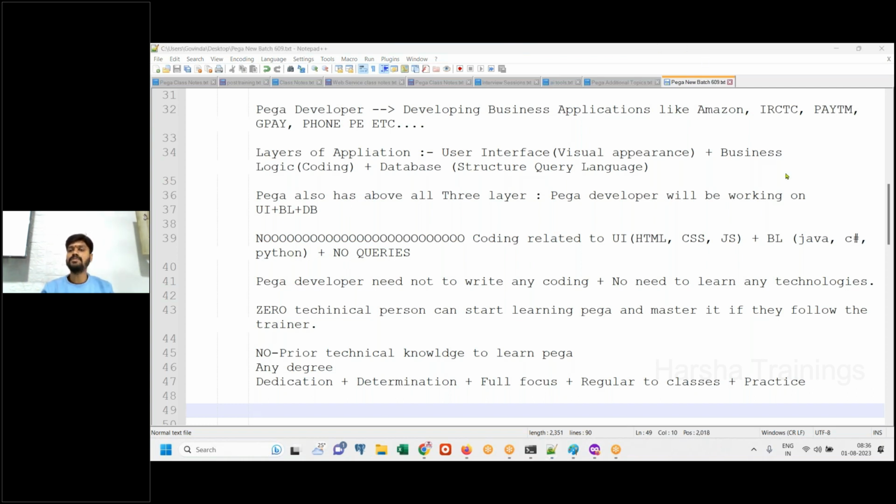Please make sure that Monday to Friday you are attending the classes, and Saturday you are revising everything. So what are the other details about the process? So far everyone clear? If you want to learn Pega, no technical knowledge is required. Any degree is okay. No coding is required while working with Pega. You don't need to learn any previous technologies, just start learning this from zero. Set up your mind that you are a newbie to the technology world and start learning.